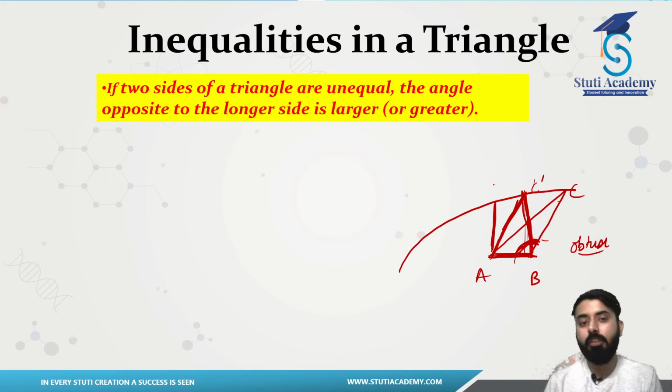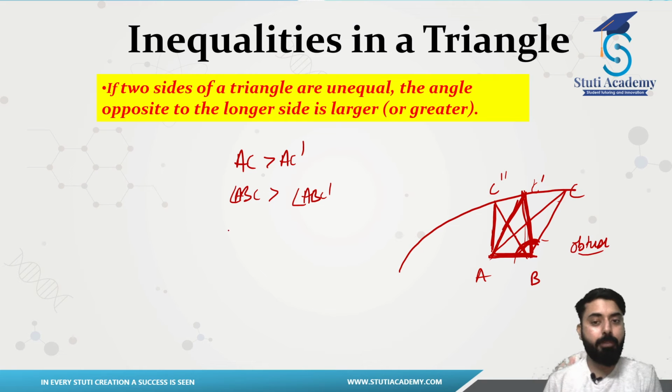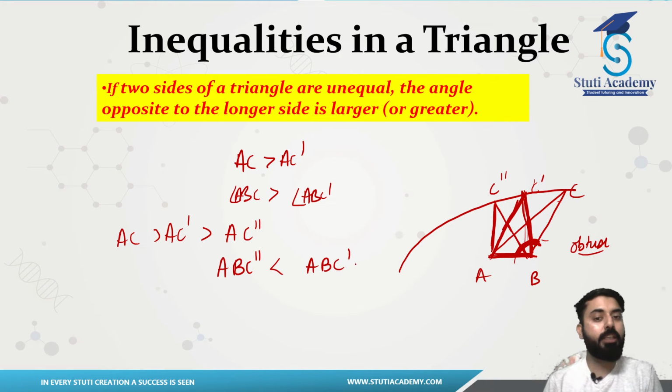So let's say this is AC double dash, and if you join this, you see AC was greater than AC dash, and angle ABC was greater than angle ABC dash. Now what happened when I drew AC double dash? AC dash was greater than AC double dash and AC was greater than AC dash. So this complete angle ABC was greater, but now ABC double dash will be less than ABC single dash and it will be less than ABC.